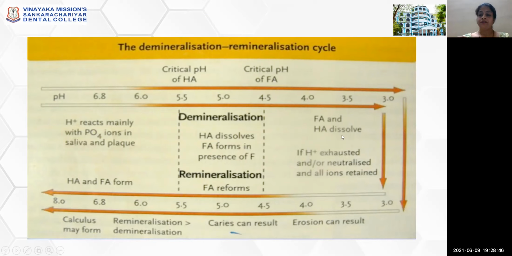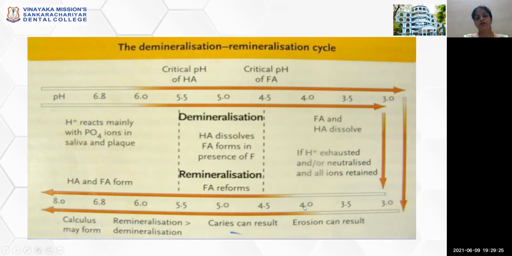Finally, if the pH stops falling and there is no more increase in acid, and hydrogen ions are absent, the process will go for repair mechanisms. The pH will rise, leading to the formation of fluorapatite and hydroxyapatite crystals, and leading to remineralization.